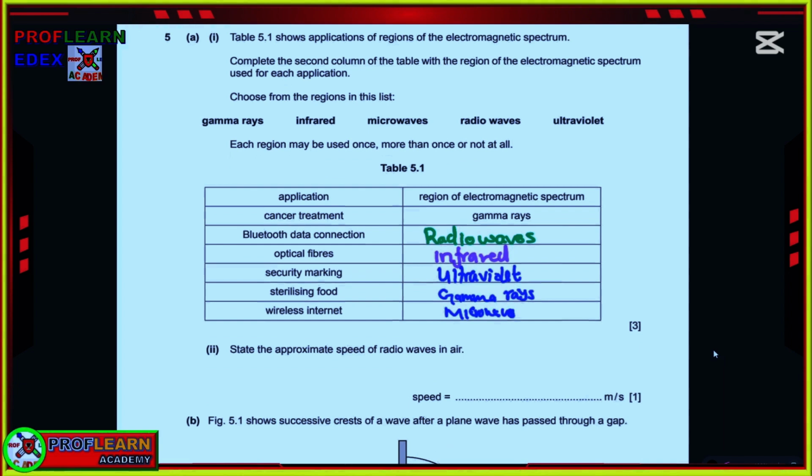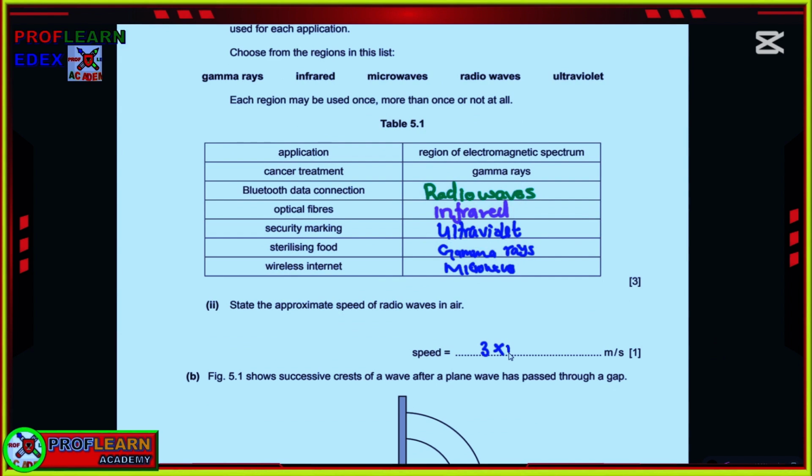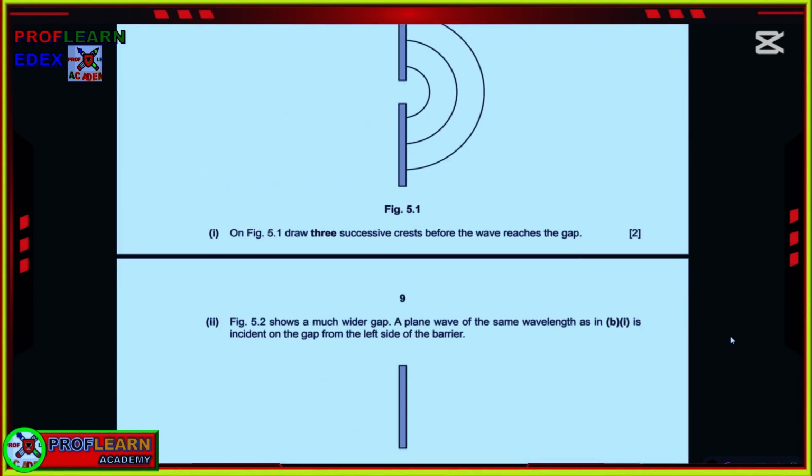You need also to remember in this topic that the common properties of all the electromagnetic waves are that all can travel at the speed of light, all can be reflected, refracted, and diffracted, and they obey the wave equation v equals f lambda. And you need also to understand the differences in wavelength or frequency. All these waves differ in terms of frequency and wavelength, but they travel at the speed of light.